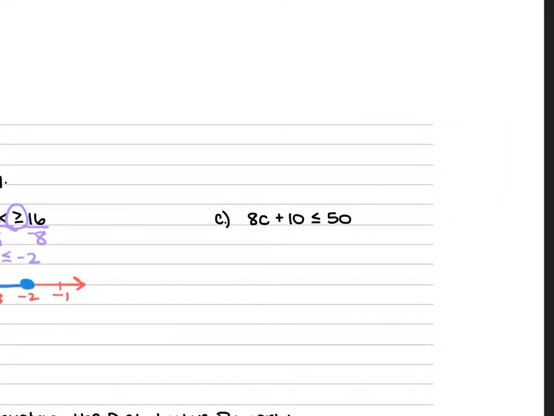For C, we have 8c plus 10 is less than or equal to 50. So we're going to add the 10 to both sides. And we have 8c is less than or equal to 60. Wait, we're subtracting 10, not adding 10. Subtract 10 from each side. We're going to have 8c is less than or equal to 40. Now this will work. Divide each side by the 8. We have c is less than or equal to 5.